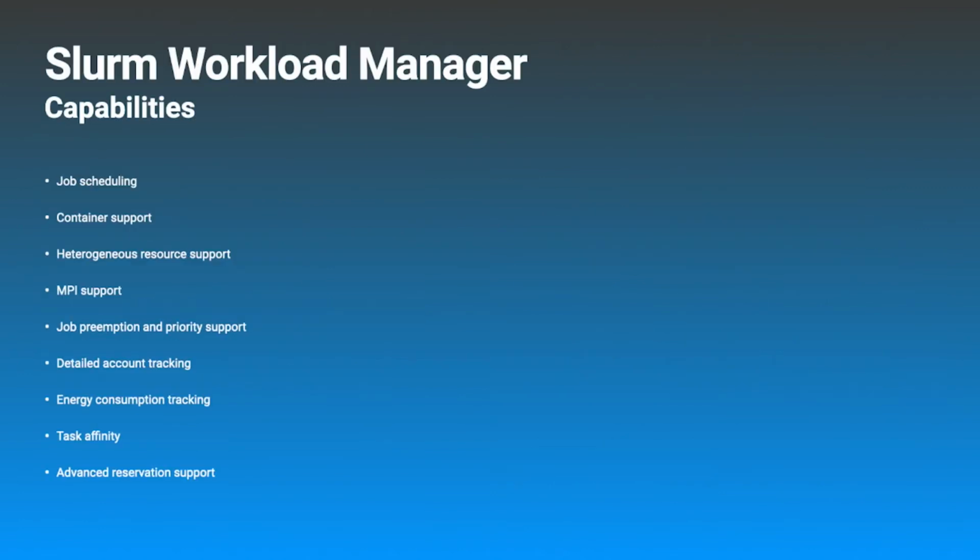Some of Slurm's capabilities include job scheduling, of course, container support, heterogeneous resource support, such as GPUs and some of those more specialty hardware, MPI support, job preemption and priority support, detailed account tracking, energy consumption tracking, which is very relevant in today's world with the obscene amount of energy and power that high-performance computing clusters use, task affinity, which allows users to tie a certain workload to a particular, in this case, CPU, and advanced resource reservation.